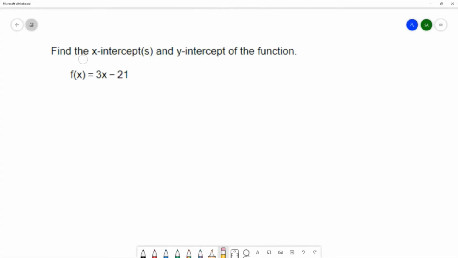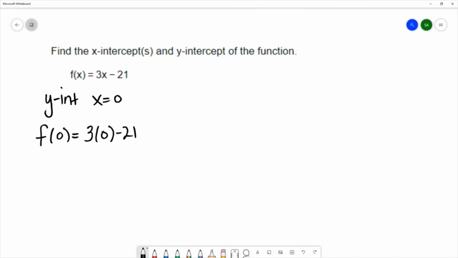This question says, find the x-intercepts and y-intercept of the function. I like to find the y-intercepts first. They're usually a little bit easier. So to find a y-intercept, we're going to let x equal 0. So essentially we're calculating f of 0. So everywhere I see an x, I'll change it to a 0. That's 3 times 0 minus 21. 3 times 0 is 0, and 0 minus 21 is -21. So the y-intercept for this function is the ordered pair (0, -21).